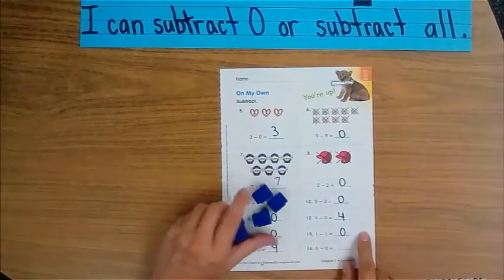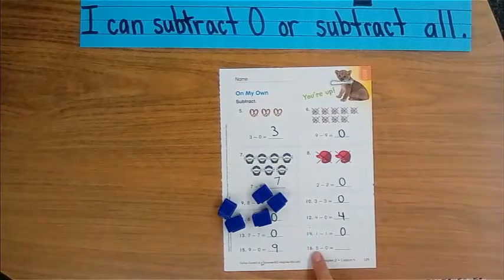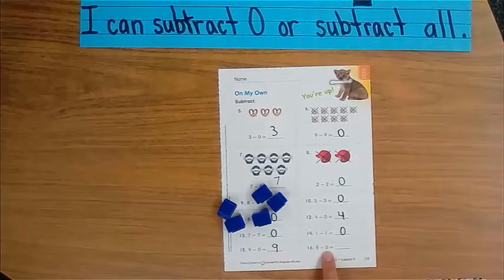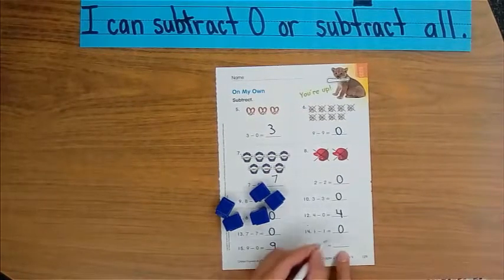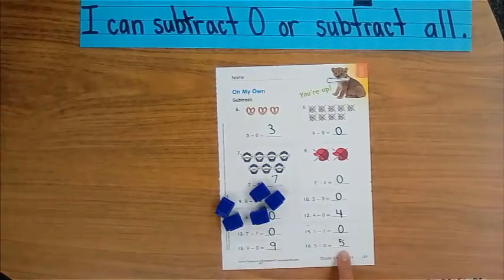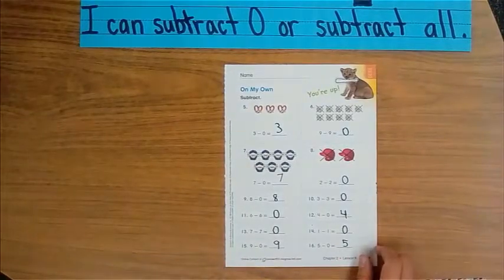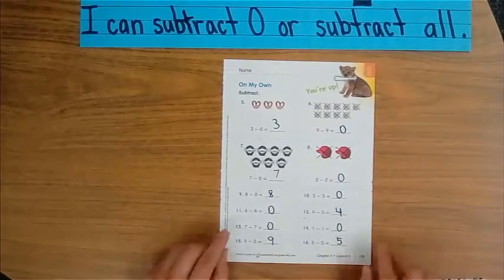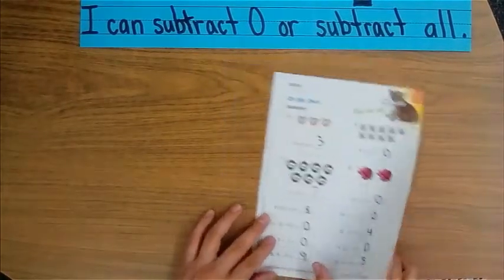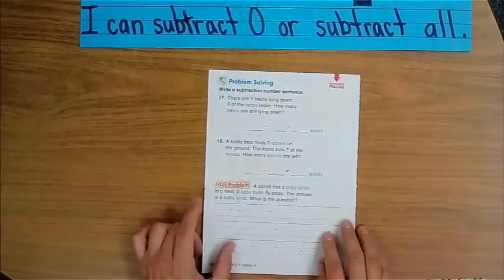Now what if I have 5? Here's 5 blocks, and I'm going to take away 0 blocks. Okay, so I just took away 0. Now, how many do I have left? I have 5. Great. Did you get those answers? Good job. If not, fix it. Okay, so now let's go to the last page.